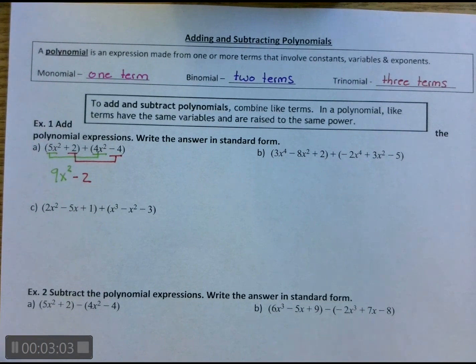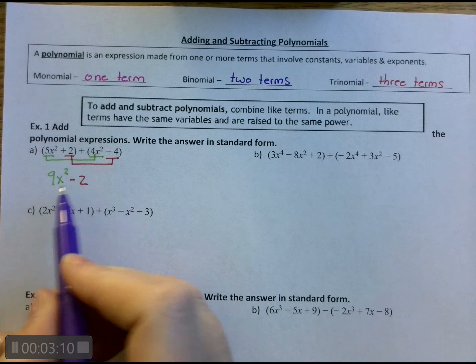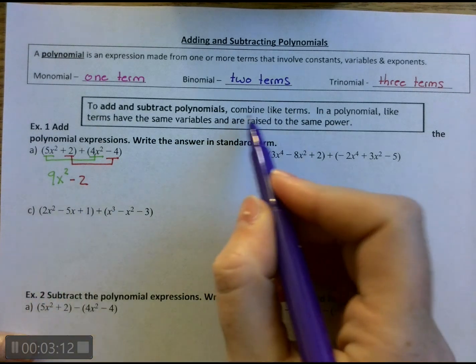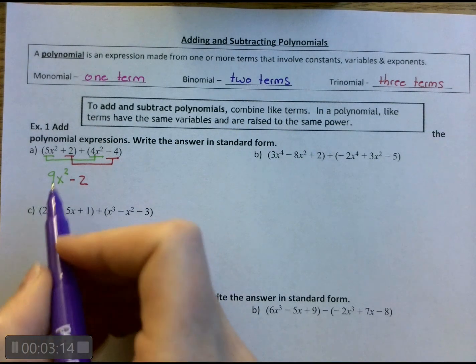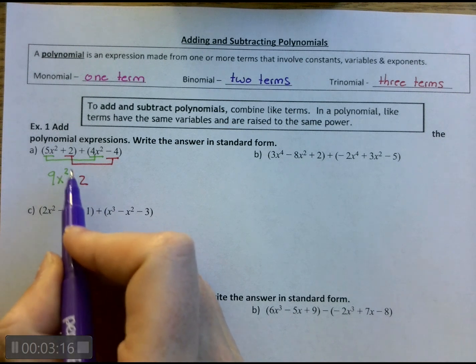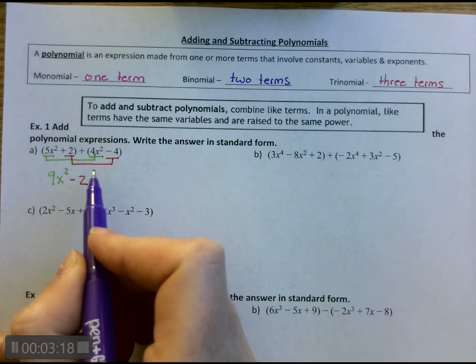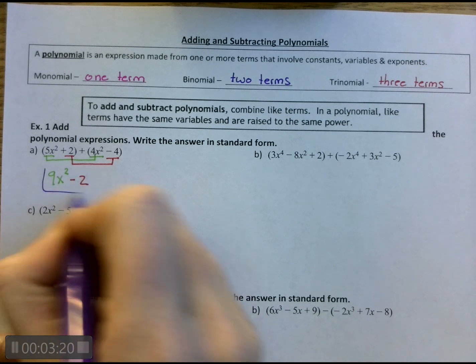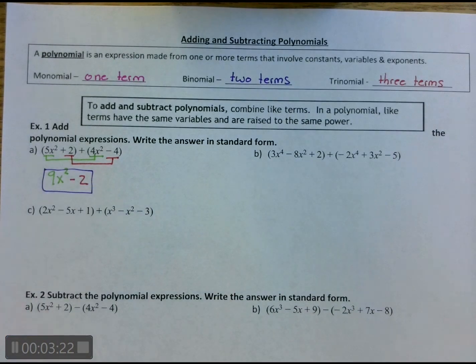And luckily, this is in standard form. Why is it in standard form? Because it is simplified as far as possible. We simplify by combining like terms. And it's in order from our largest exponent to our smallest exponent. So this is our answer. I did not mean to cut off that 2.